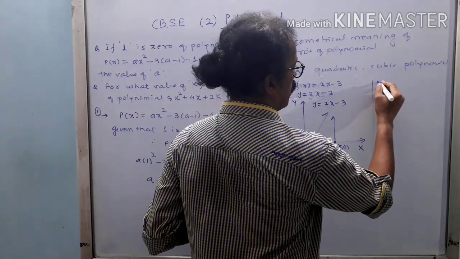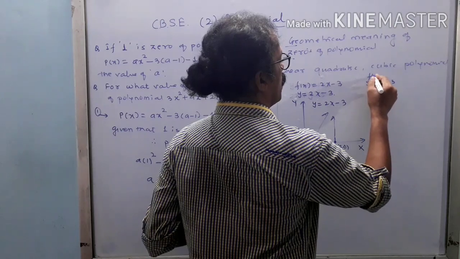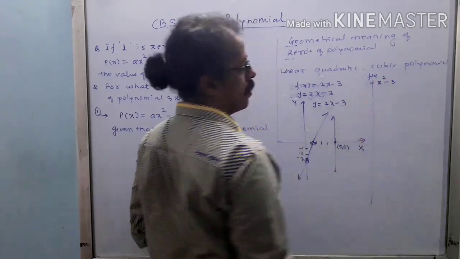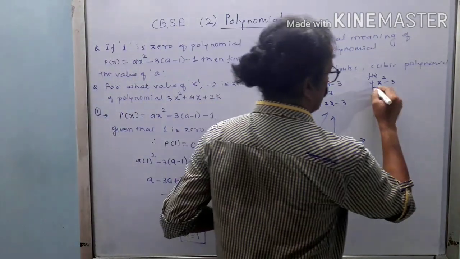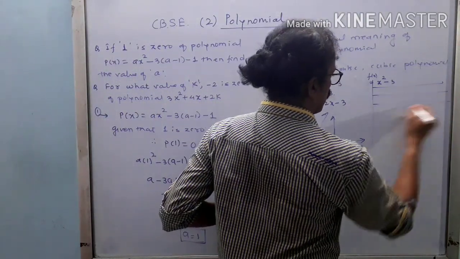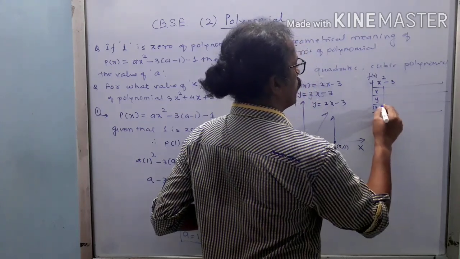So suppose I am saying that y is equal to x square minus 3, that means f of x is equal to x square minus 3. I need to draw a graph for this now, okay? That is, simply draw the graph for this. How to draw? x, y and x comma y, if you remember, okay?